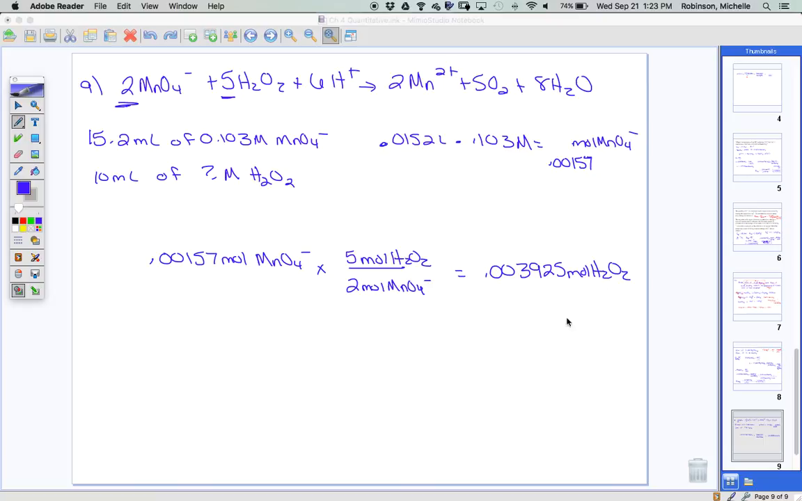All right, that's moles of H2O2, but they didn't ask us for moles. They asked us for molarity, right? So if we know the moles and we know the liters, we can simply divide the moles by the liters, and we will have molarity. So what's the molarity? 0.3? Did I do the zeros right? Is that right?